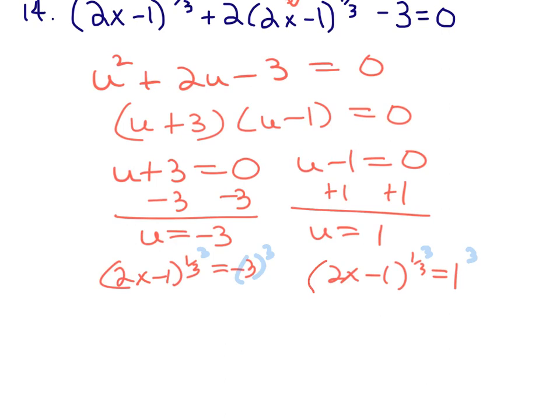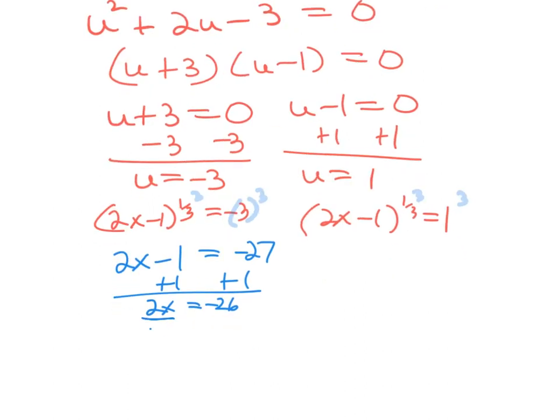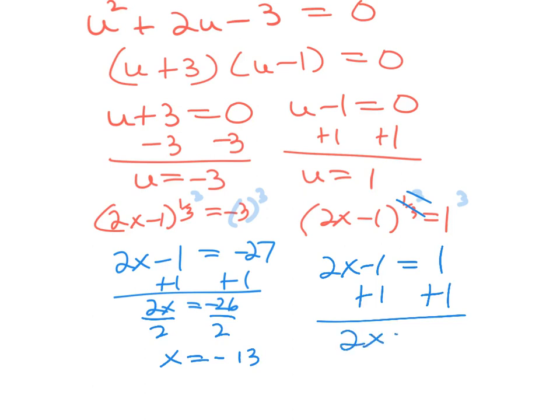So this would now cancel out. 2x minus 1 equals negative 27. And now I'll solve for x. 2x equals negative 26. Divide by 2, and x equals negative 13. Over here, 2x minus 1 cancels out and comes free. 1 to the 3rd power is 1. We will add 1 to both sides. 2x equals 2. Divide by 2. And my second solution is x equals 1.